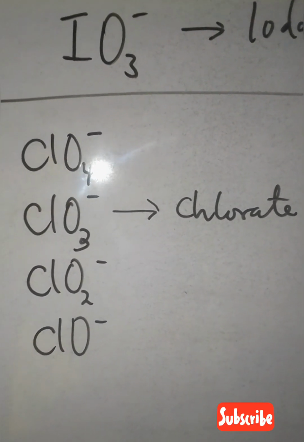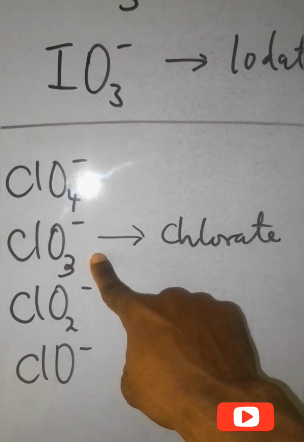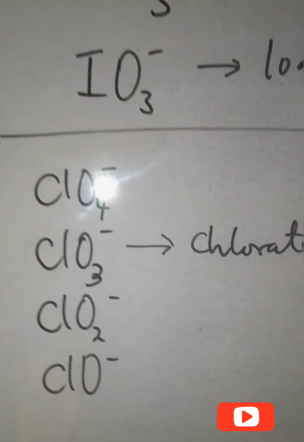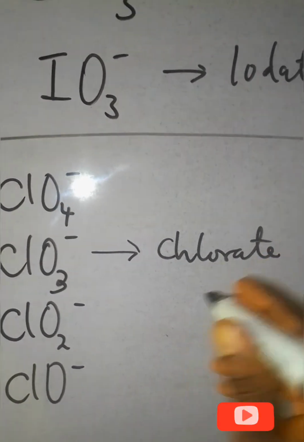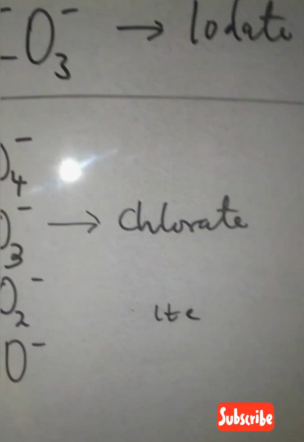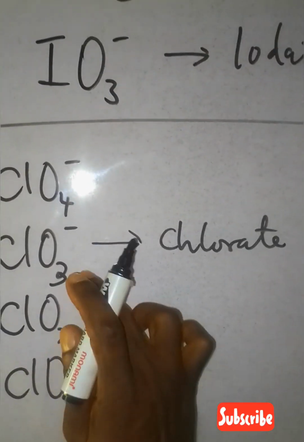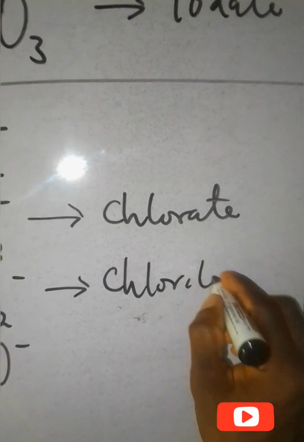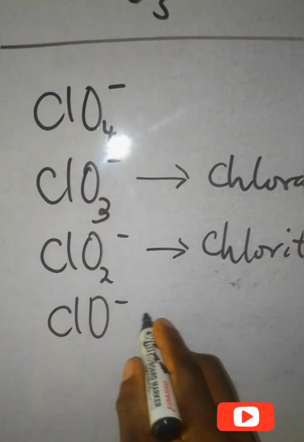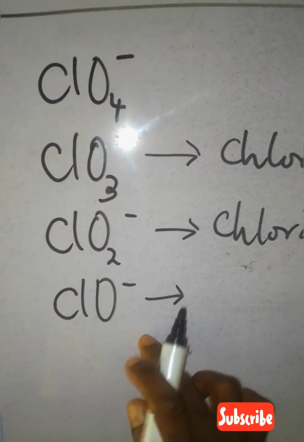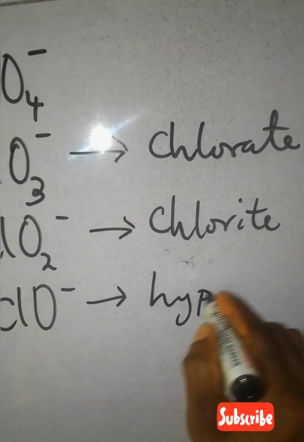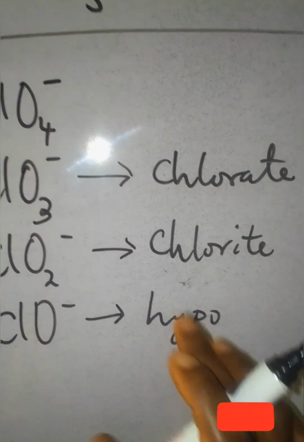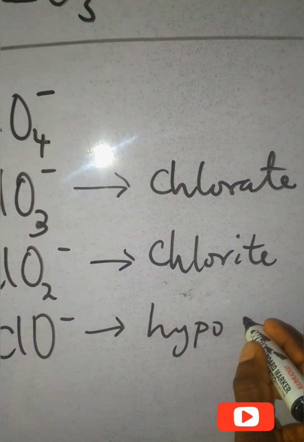The logic is simple. From this reference point, if there is a drop of oxygen from the -ate, you replace the -ate with -ite. So, because there is a drop from 3 oxygen atoms to 2, you call this one chlorite. If there is a further drop from 2 to 1, you introduce hypo. That is extremely low amount of oxygen, extremely low number of oxygen. So you say hypochlorite.